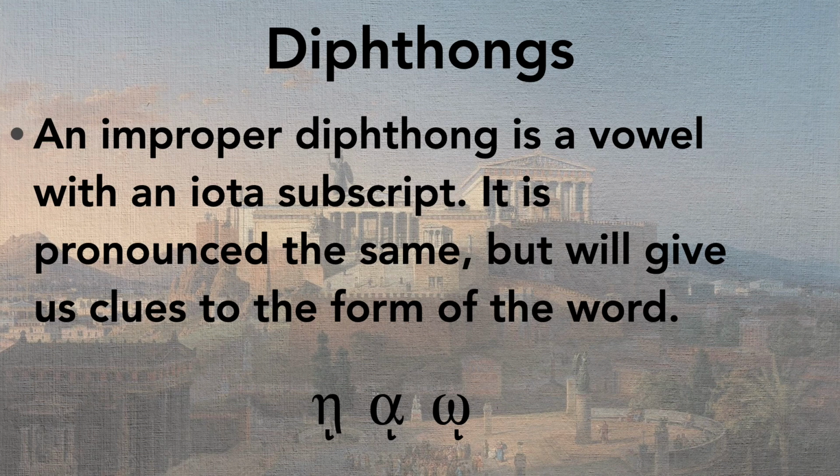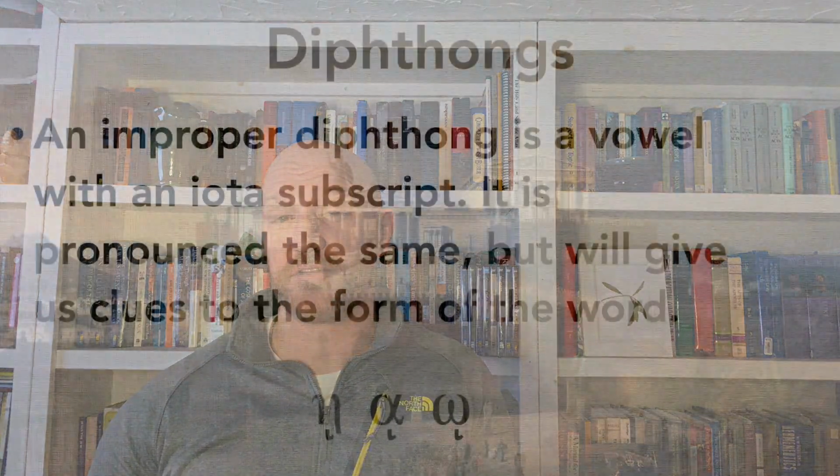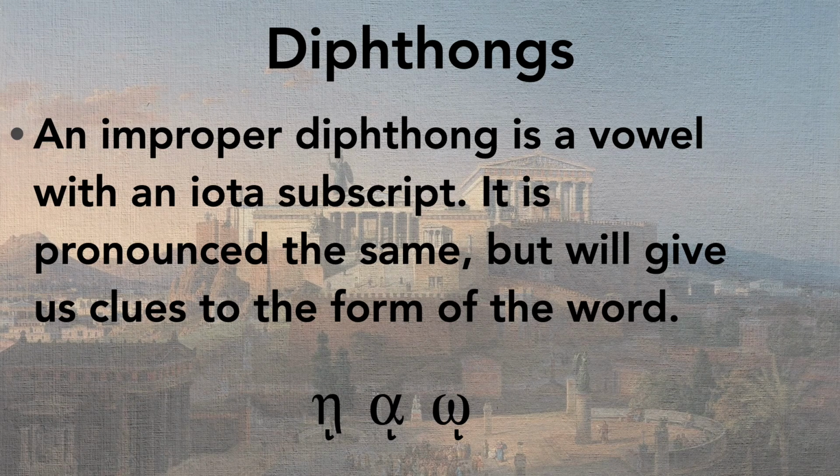It's like the strong vowel pushes the iota out of line, so to speak, and it's going to be underneath. Now, this is not going to affect pronunciation, okay? The eta there with the iota underneath it is still going to be pronounced A, like an eta. And the alpha in the middle with the iota subscript underneath it is still going to be pronounced ah, like an alpha. And the omega is still going to be pronounced O, like an omega, even though it has the iota subscript underneath.